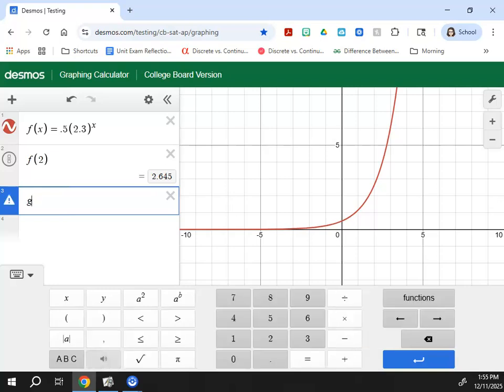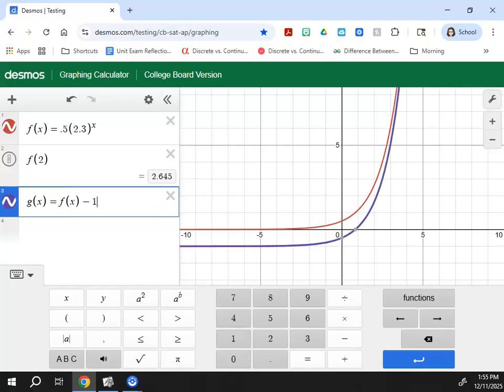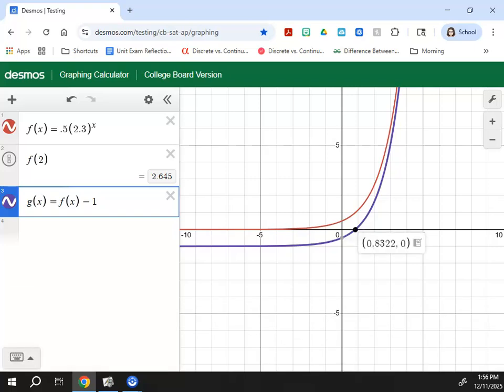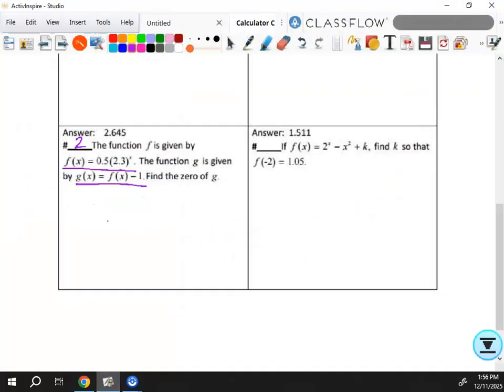G of x equals f of x minus 1. Then you have both of them, and you can see that all that happened was g of x shifted down 1. But you didn't have to rewrite the equation, because yes, this equation is easy to rewrite, and that transformation is fairly simple. But if you had a really crazy equation or a crazy transformation, this will just take care of everything for you. Okay, we good on that? And then it says to find the 0 for g, right? That's just right there. That's 0.8322. So then is that answer on there somewhere? On the back at the top, right?